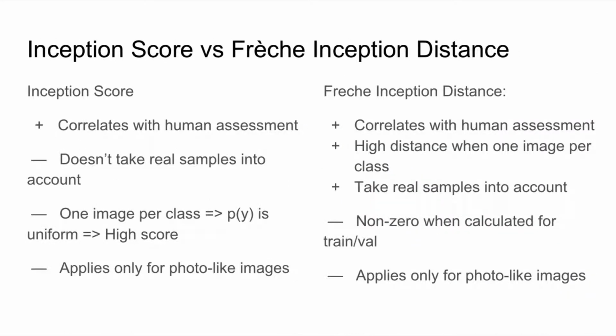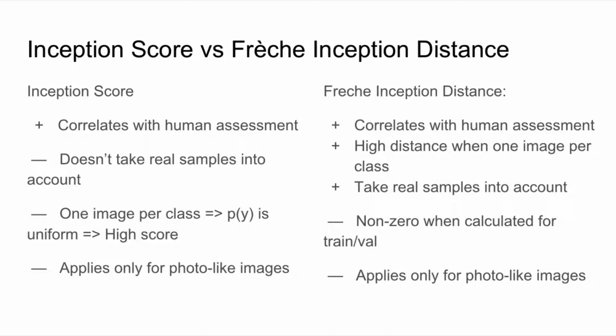Let us now compare the inception score with Fréchet inception distance. Both of them correlate with human assessment. However, inception score doesn't take real samples into account at all. If our generator samples only one image per class, then the inception score will fail and show high score. FID is sensitive to it. The disadvantage of the FID is that if we take two different batches from the train set, then FID will be non-zero, which is not good.